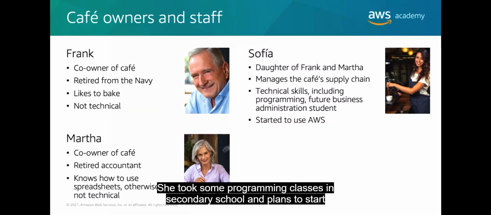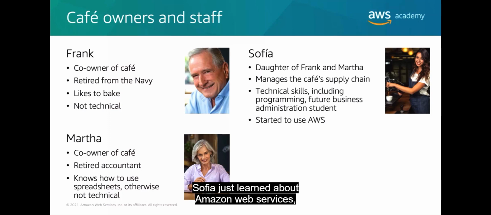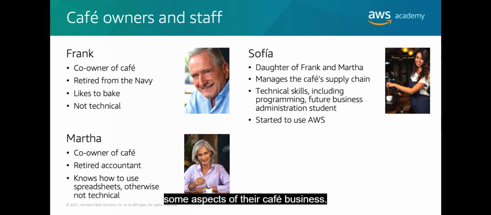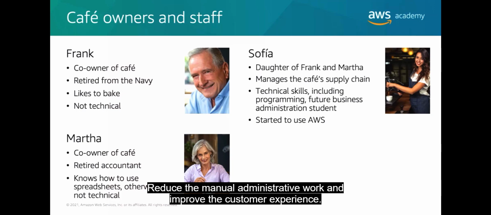She took some programming classes in secondary school and plans to start working toward a university degree in business administration later this year. Sophia just learned about Amazon Web Services. She has talked to her parents about how they could use AWS services to automate some aspects of their cafe business, reduce the manual administrative work, and improve the customer experience.